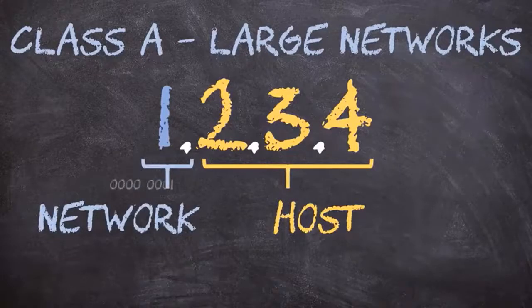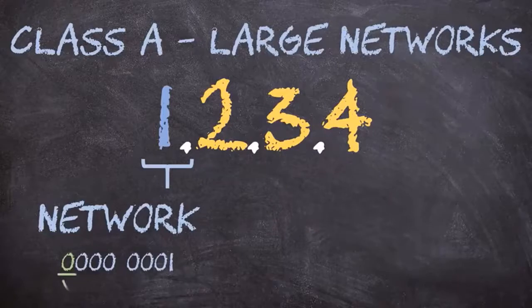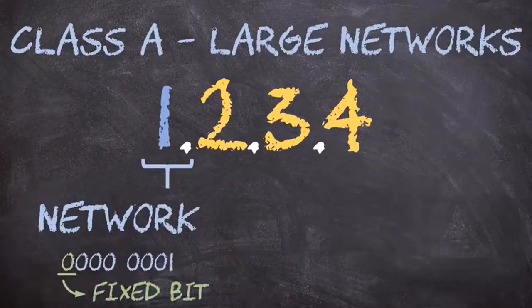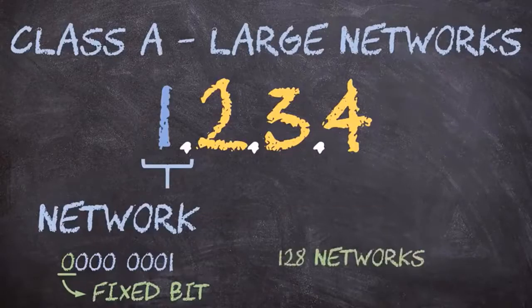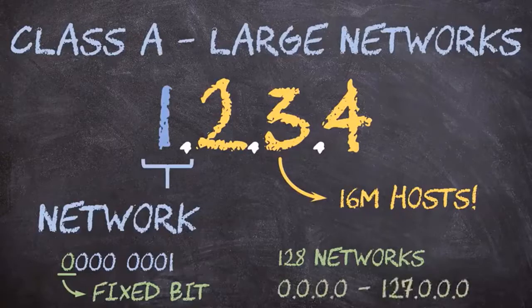However, the first bit of the network is always 0. That leaves 7 bits for us to allocate to our networks. That means there are 128 Class A networks with more than 16 million possible host IPs per network. The Class A address space then is 0.0.0.0 through to 127.0.0.0. There is a small catch with this though.